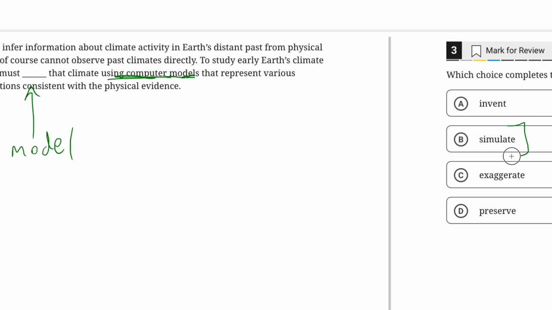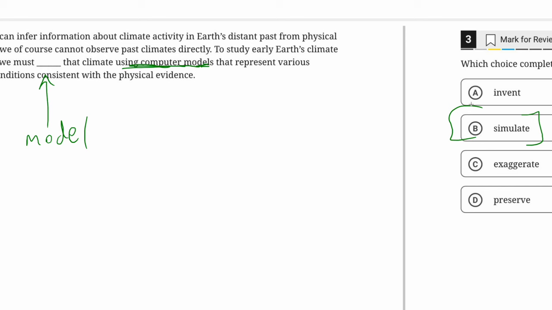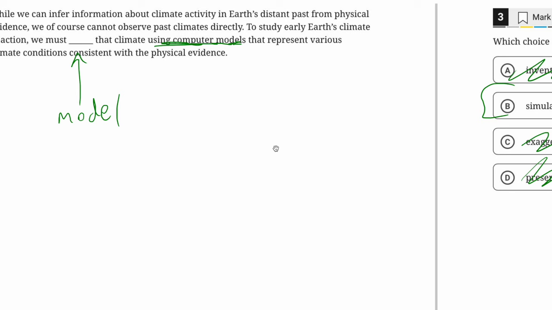So we're not inventing a climate, exaggerating a climate, or preserving a climate, but simulating it. You put in the data and then you simulate it, you model it. And those would be really close synonyms in that context.